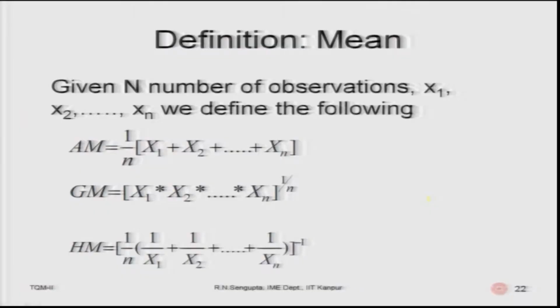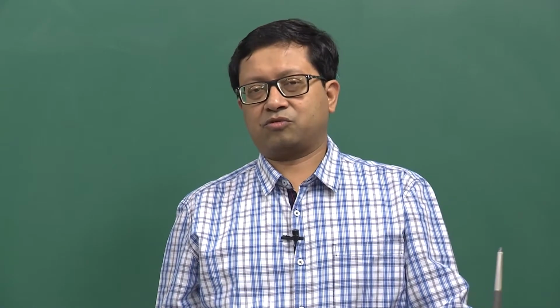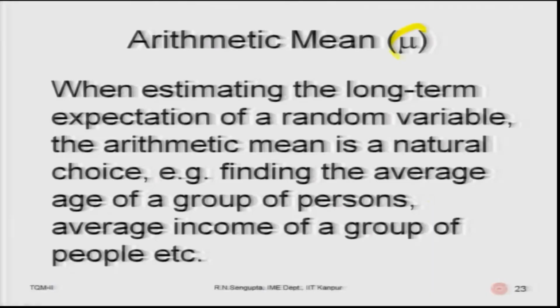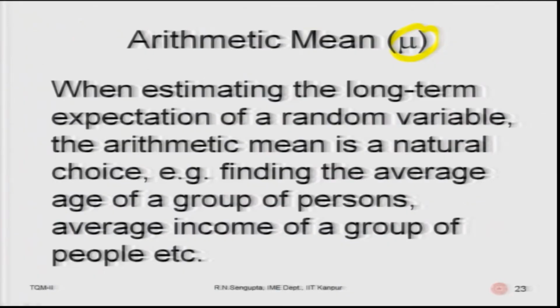These problems we have solved many of when we were small, as I said in class 11 or 12, or maybe in some of the boards they teach in 10 also. So, arithmetic mean, this is the symbol which we use. It will become apparent time and again why we are using mu. Mu would be a general common variable used to denote the mean, whatever the distribution is. When estimating the long term expectation of a random variable, the arithmetic mean is a natural choice. Finding averages, such as age of a group of persons or average income of a group of persons, we use the arithmetic mean.